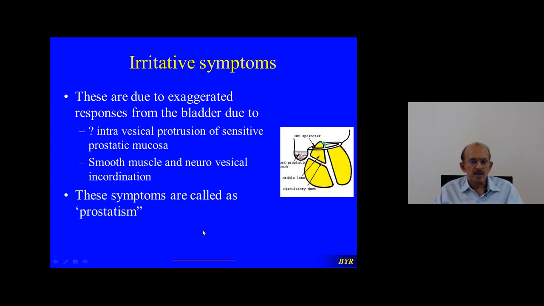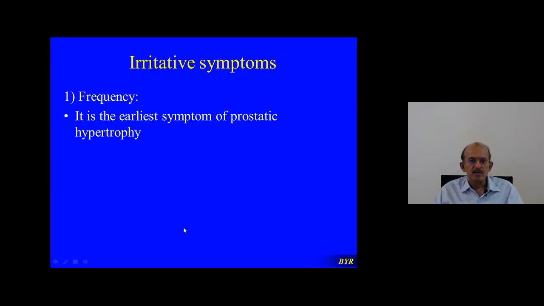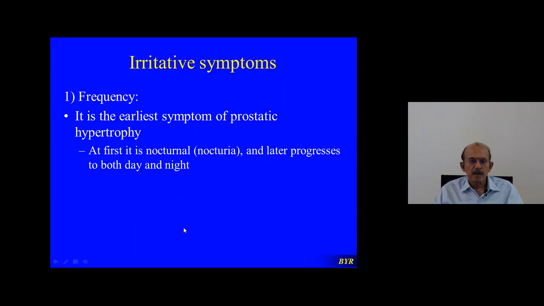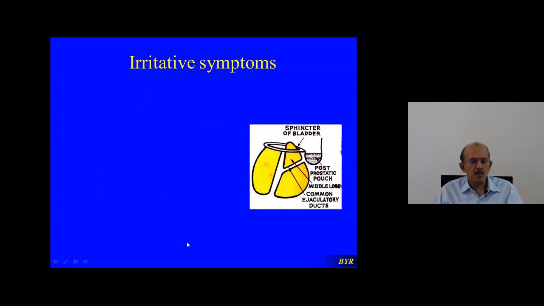these irritative symptoms. So these symptoms are called as prostatism, but recently they are being called as the lower urinary tract symptoms, LUTS. LUTS means lower urinary tract symptoms. They are the frequency. It is the earliest symptom of the prostatic hypertrophy. At first it is nocturnal and later progresses to both day and night. It is due to intravesical protrusion of sensitive prostatic mucosa.